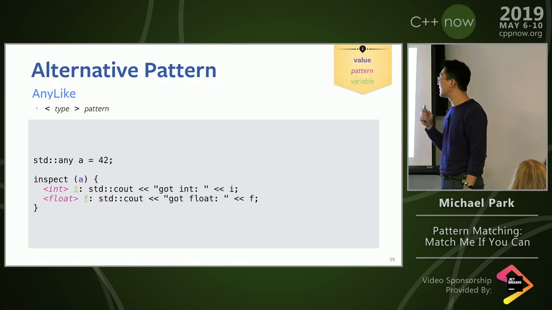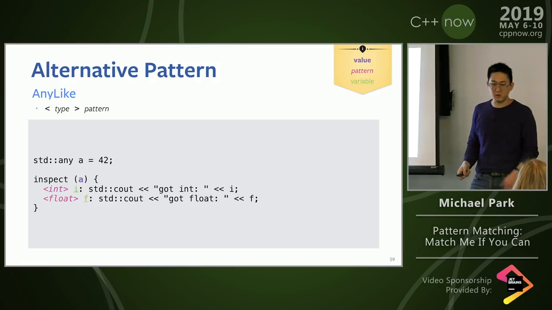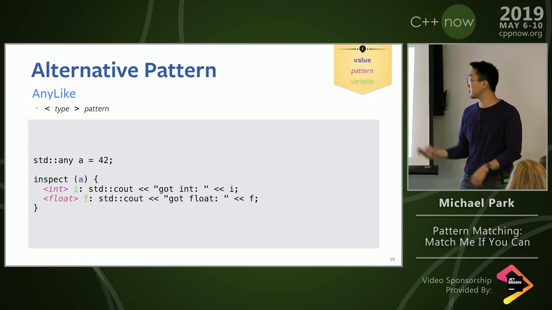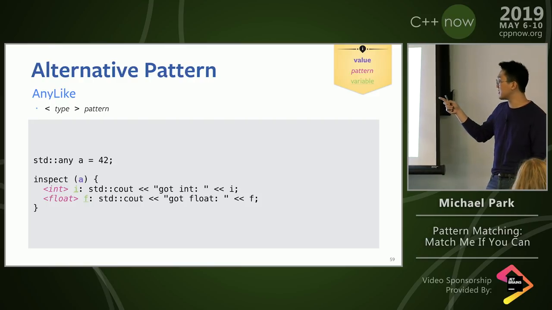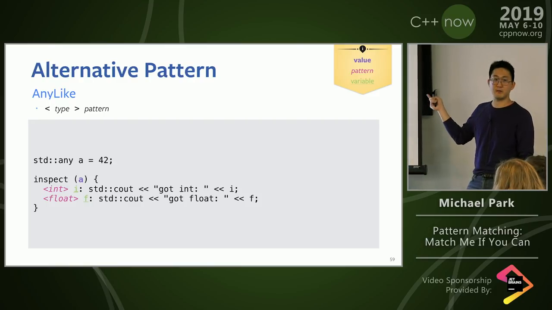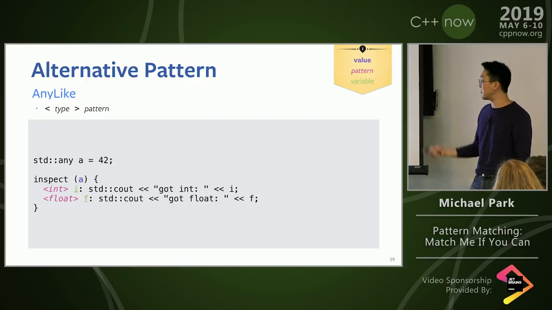Good. All right, so the next one is any, and any only supports type. The way this would work is we would call any_cast of int on the address of a, for example. And if that matches, then we'll dereference the result and bind the i to it, et cetera.